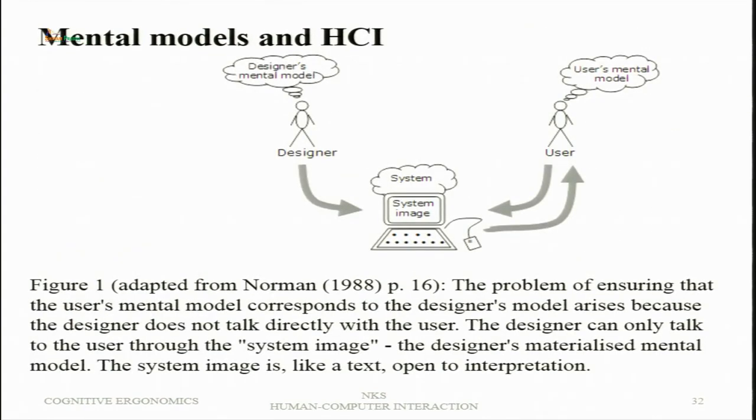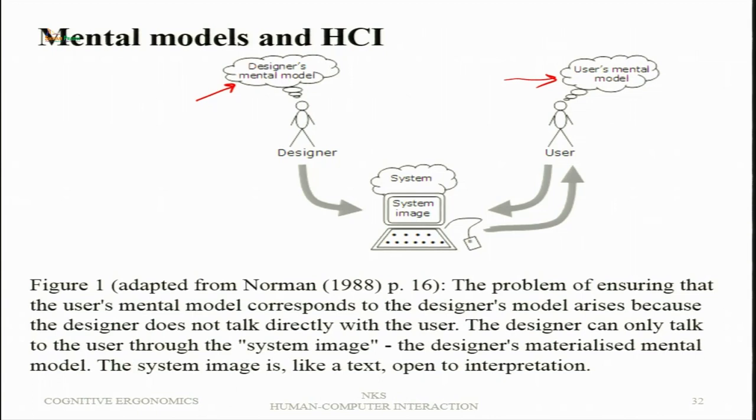So this is a good representation of mental model given by Norman, where the designer has a mental model. And if the designer's mental model is consistent with the user's mental model, then the objective is achieved. That is, the technology will be accepted, will be used.